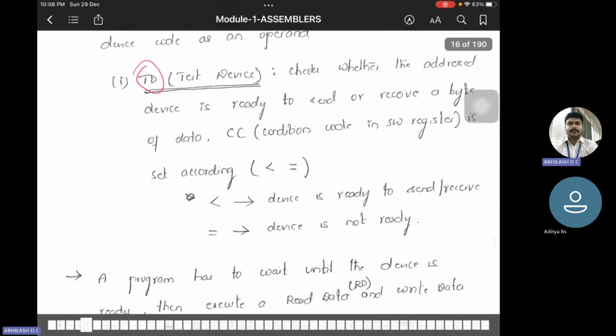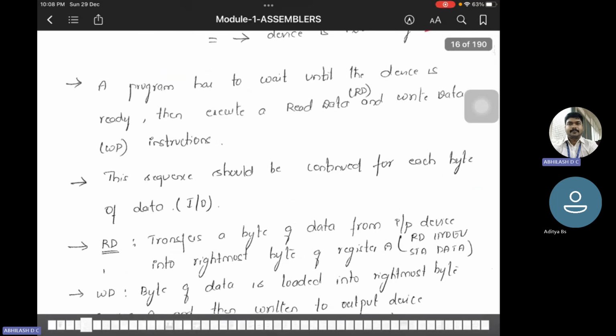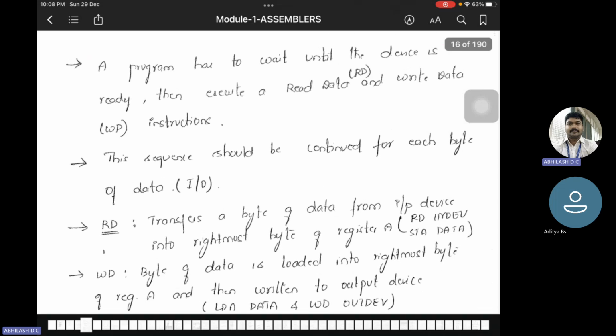So how do I get to know this? If the condition code in the status word register is less than, then the device is ready to send or receive the data. If the condition code in the status word register is equal to, then the device is not ready, don't send the data. A program has to wait until the device is ready, and then execute the operation. When it comes to input, it is read, and when it comes to output of data, it is write.